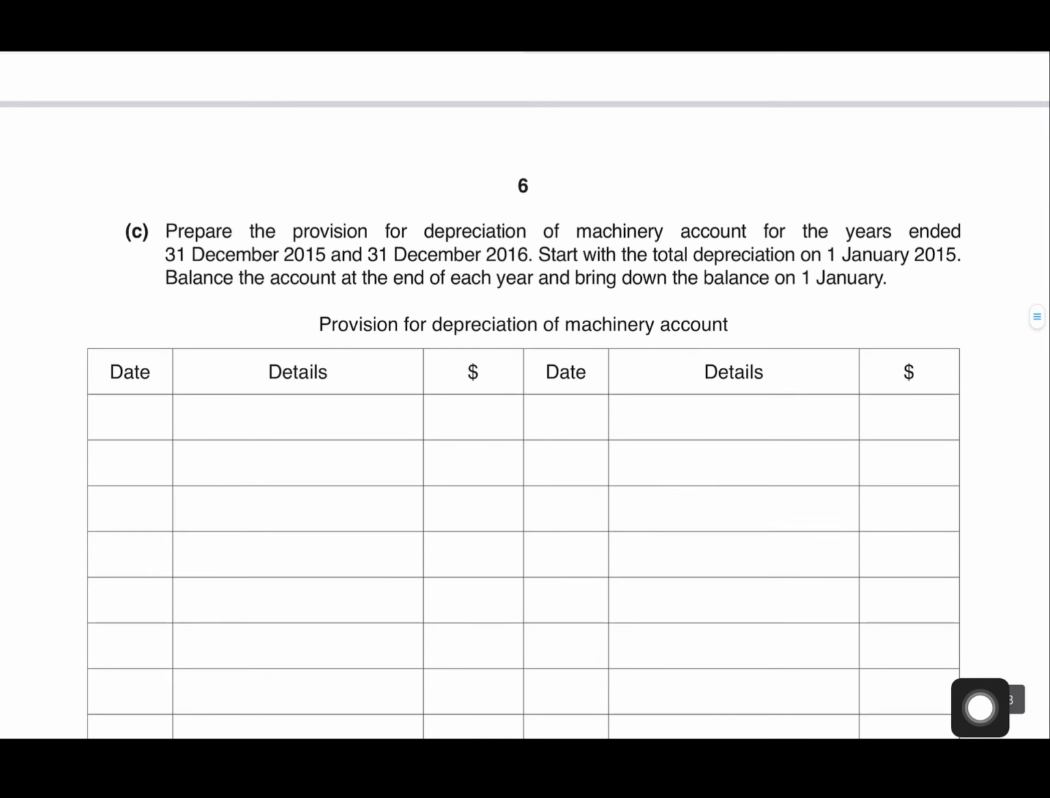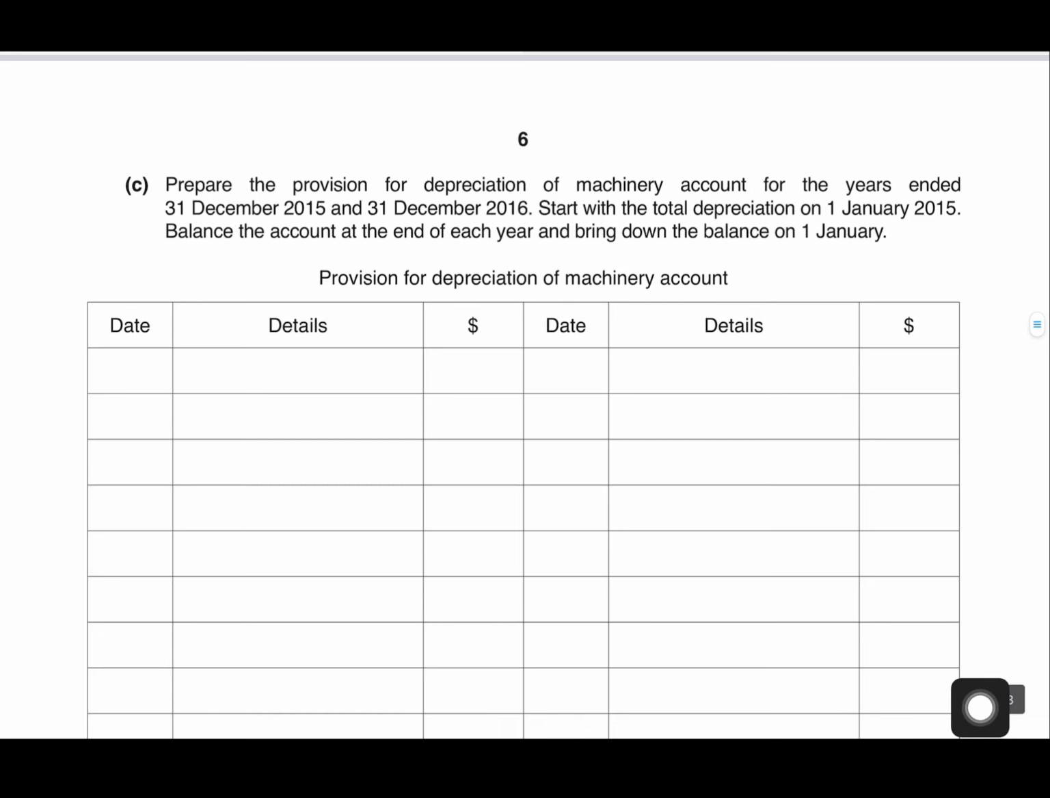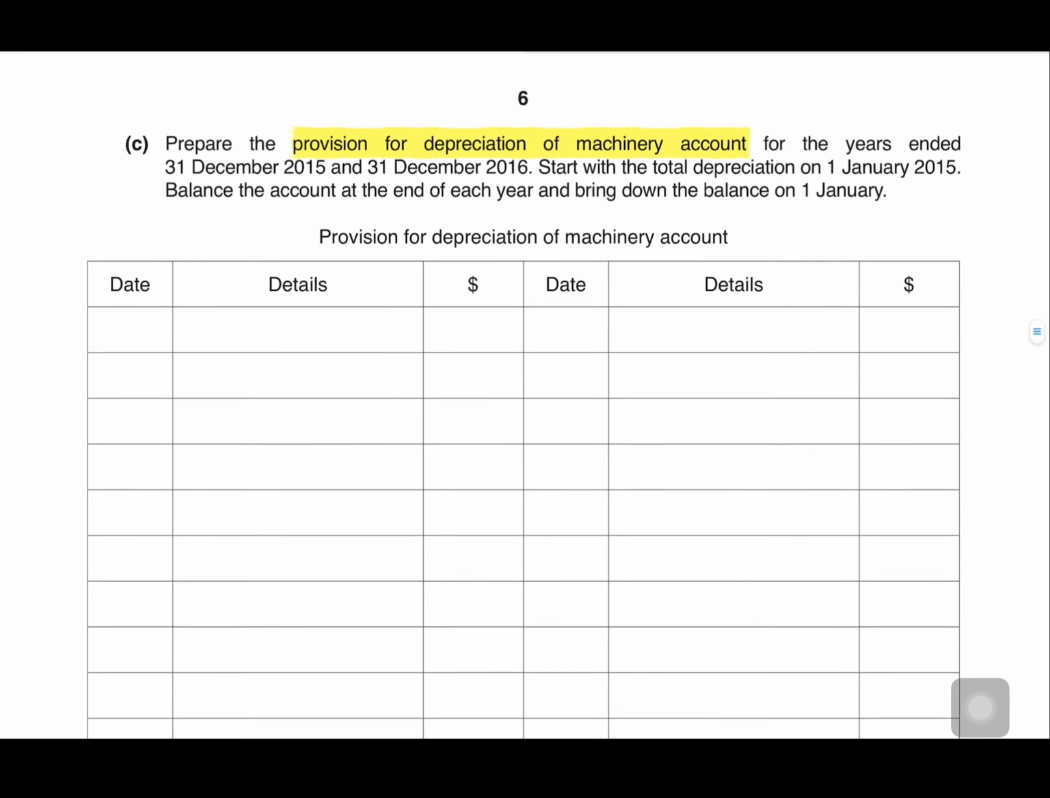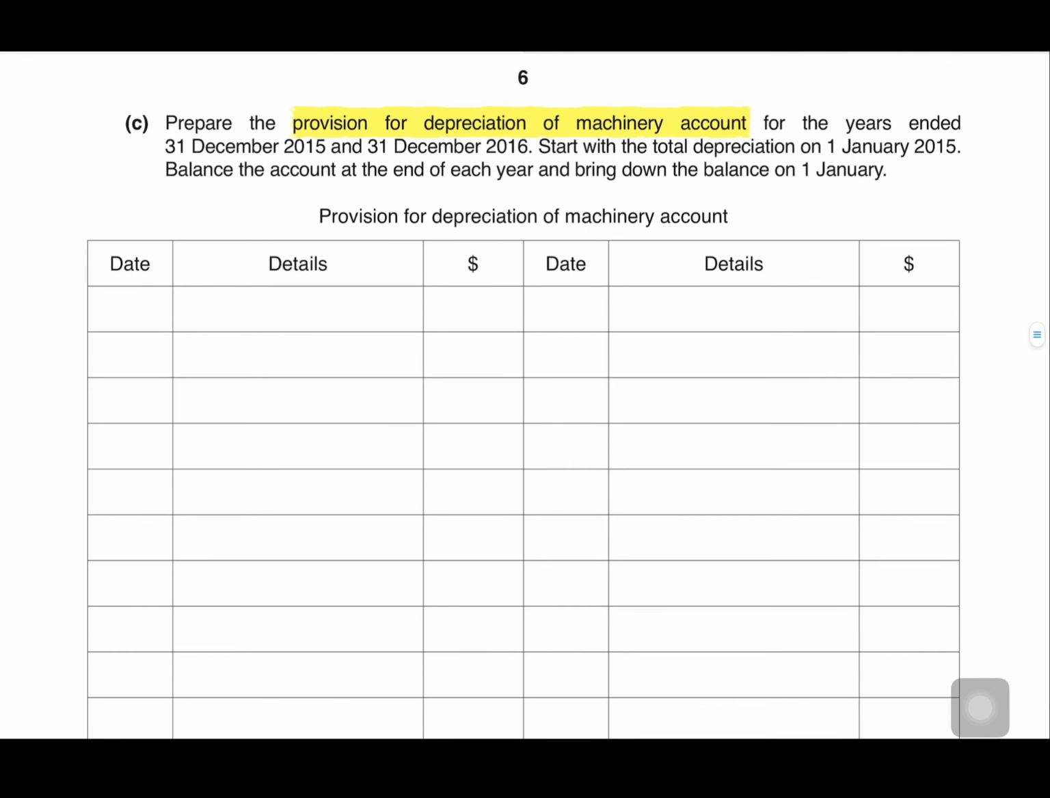Okay. Now let's move to part C. Prepare the provision for depreciation of machinery account. Okay, so the format is given to us for the years ended 31st December 2015 and 31st December 2016, right?